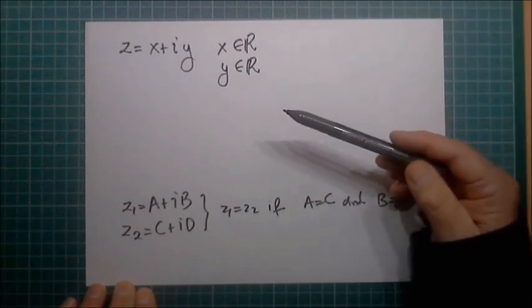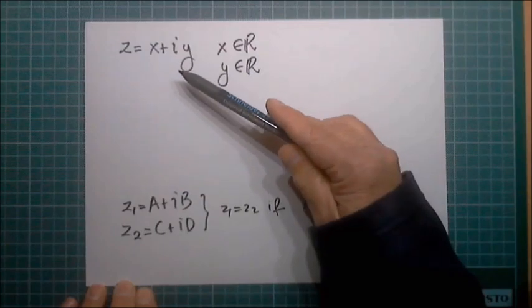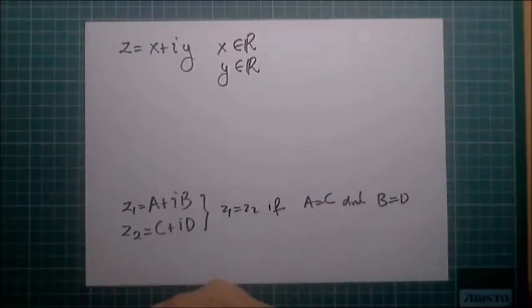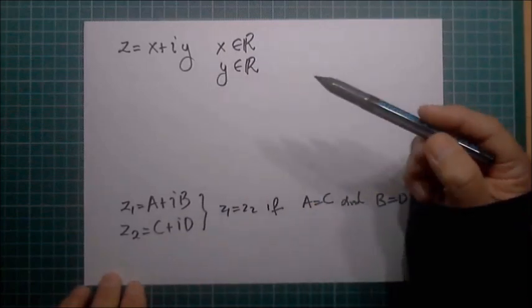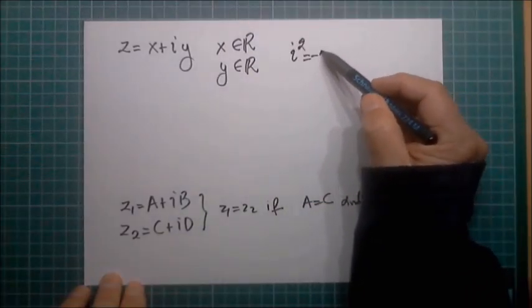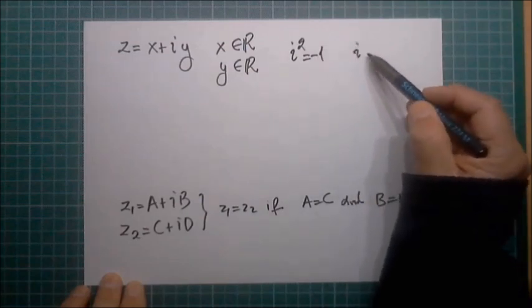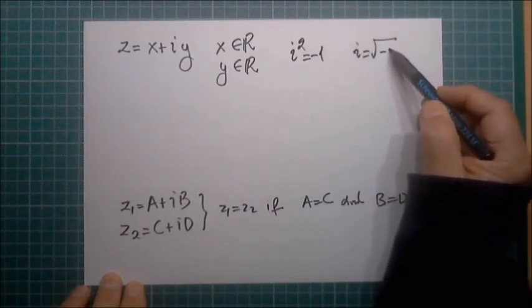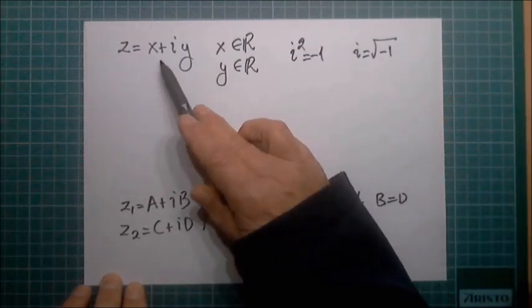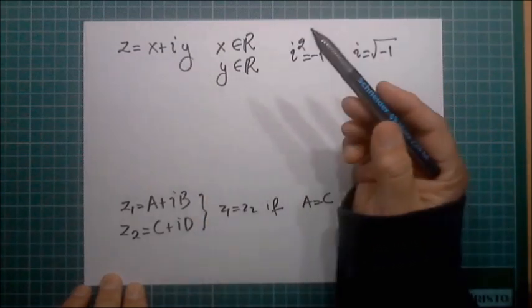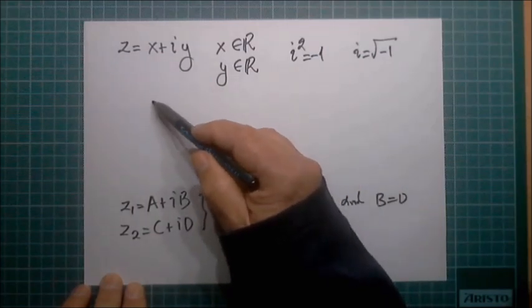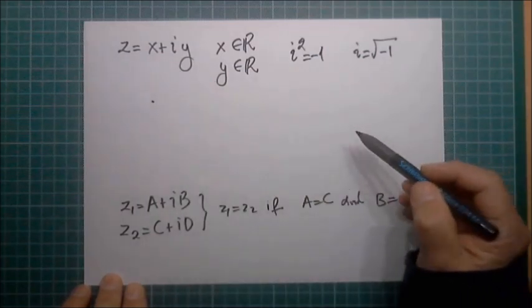A complex number z is an expression of the form x plus i times y, where x and y are real numbers, and i is a symbol with the property that i squared equals minus 1, or equivalently i equals the square root of minus 1. So we write down z equals x plus i times y, and we say that here z is expressed in Cartesian form.